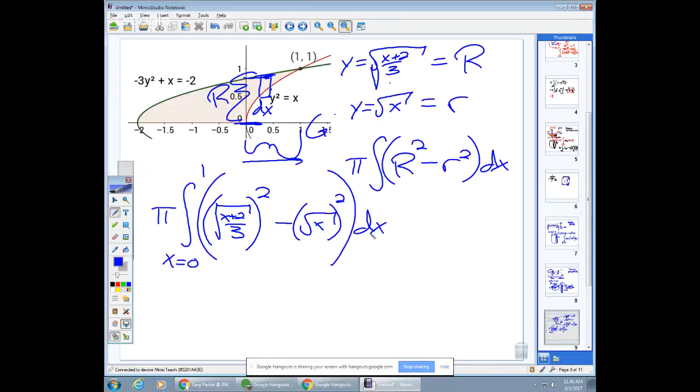Dx. And just before we take the antiderivative, we could clean that up a little bit, right? We could say that's pi, x goes from 0 to 1 of x plus 2 over 3 minus x dx. And we could even carry out that subtraction there before we take the antiderivative, which would probably be a good idea. All right, so I can't do this with straight disks, agreed?